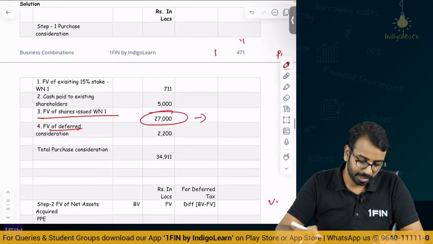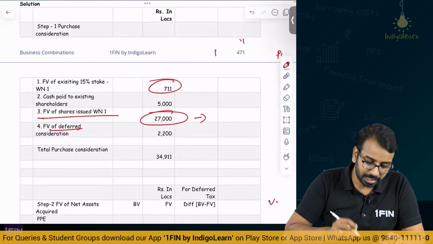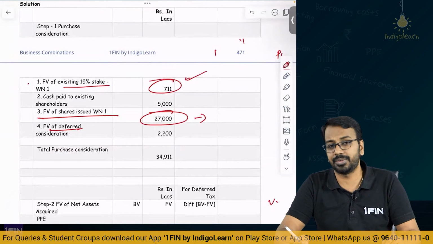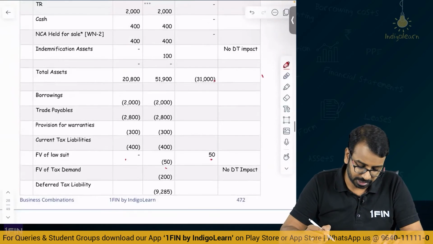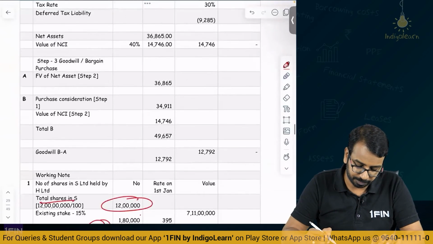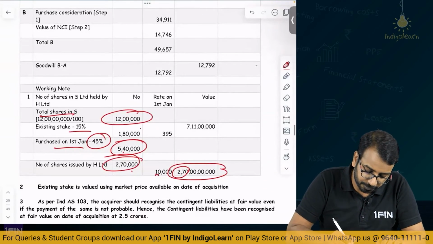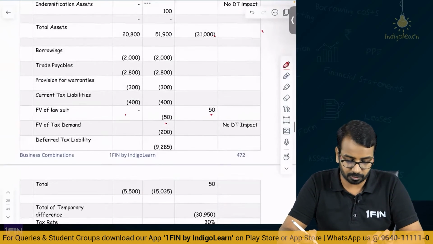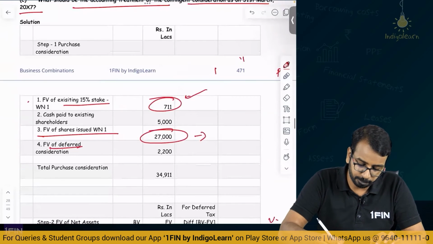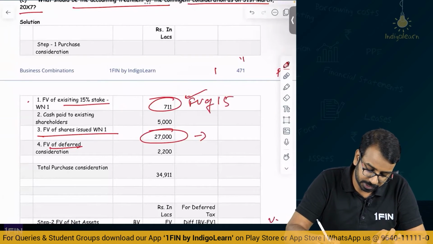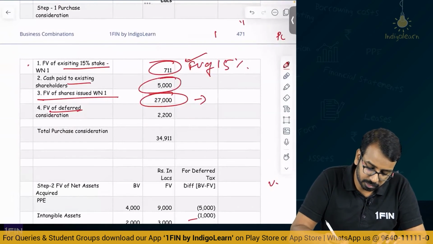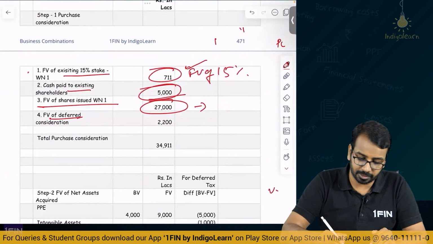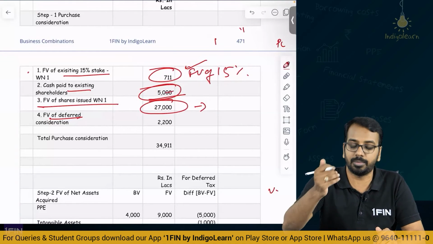So, purchase consideration part, the first part is fair value of existing stake, 711, that is, you can see the working note here, 15%, 1,80,000 into 395, 7 crores 11 lakhs, okay. That is the fair value of 15% stake. Cash paid 5,000. The reason why I used 5,000 is to represent everything in lakhs. Okay. So, if I remove these 2 zeros, it becomes crores.